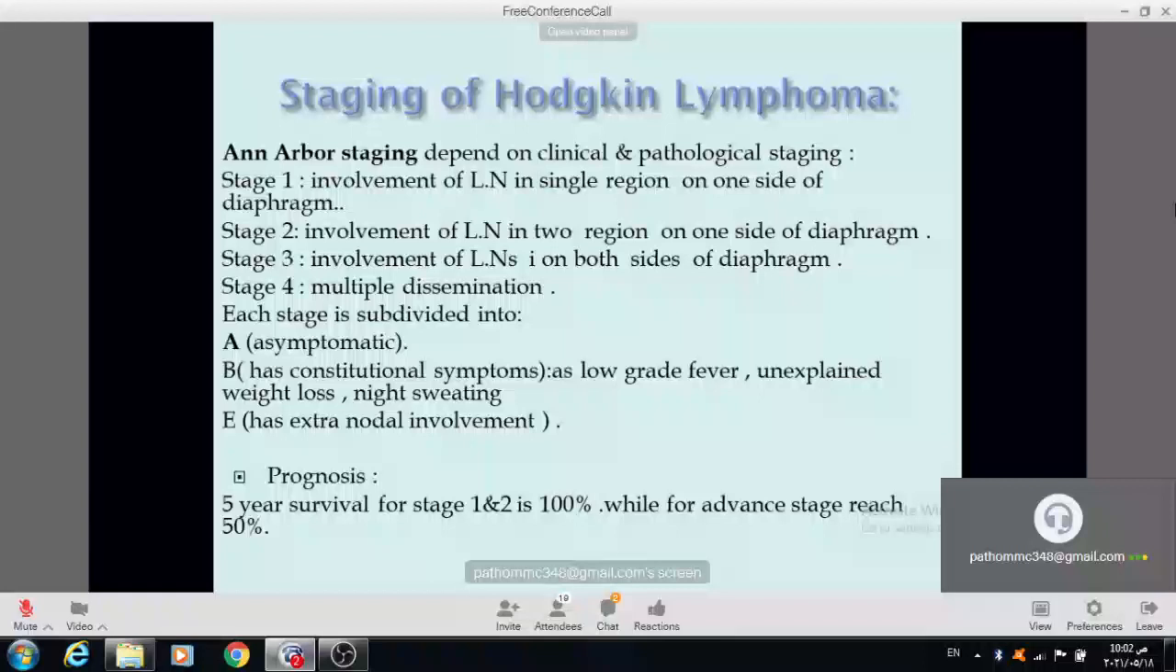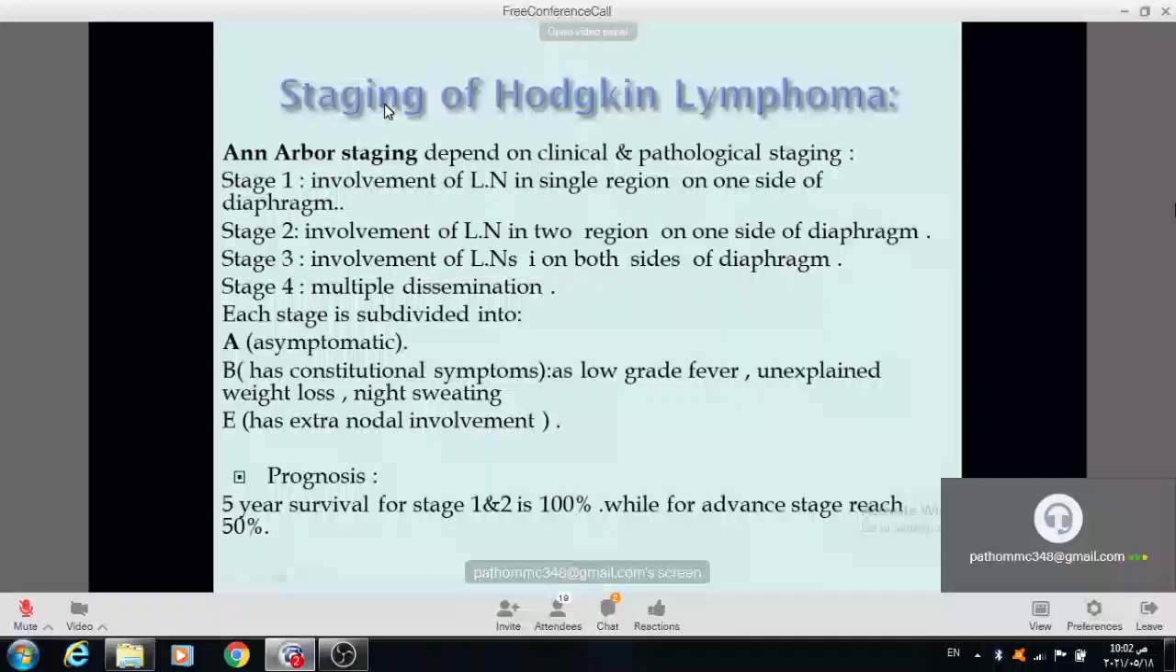You learned in the neoplasia lectures that every tumor should be graded and staged. So in Hodgkin lymphoma, you have to use a staging system, because once we diagnose the patient with Hodgkin lymphoma, you have to know the distribution of this tumor. Is it localized, is it diffuse, is it an early stage, at the beginning of the disease, or a late stage, an advanced phase of the disease?